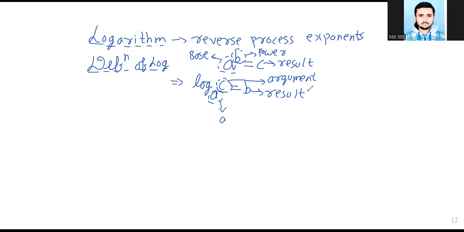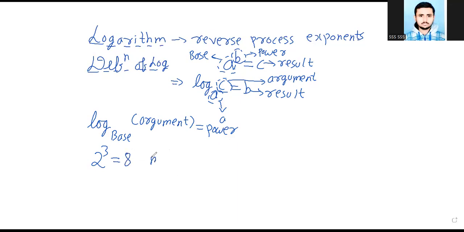Now let's understand this using a proper example. First of all, logarithm of an argument to a base will give us the power which is created. So let's take a simple example. Let us assume we have 2 raised to the power 3 is equal to 8. This means we can write log of 8 to the base 2 should be equal to 3.